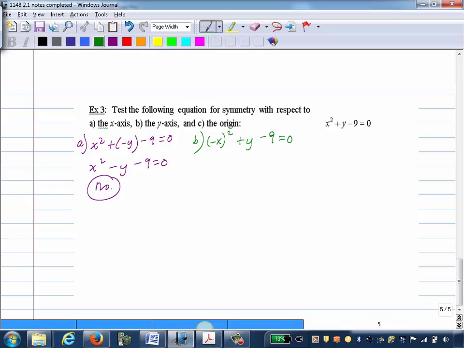So now I know if I square that negative x, it just goes right back to x squared. So if I compare my two equations now, they are the same. So we can note that here. These are the same, which indicates that yes, this graph does have symmetry with respect to the y-axis.